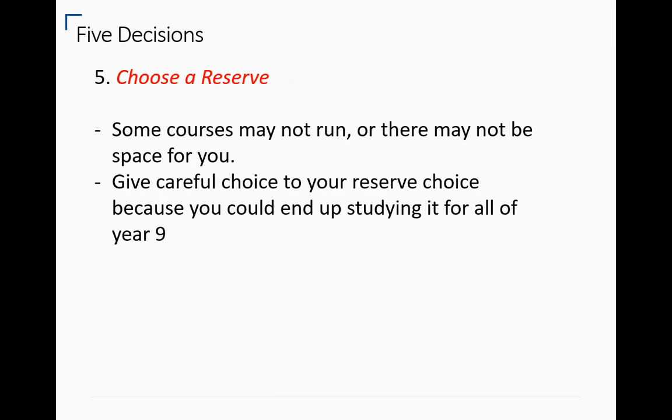Fifth decision would be to choose your reserve. Some courses may not run, or there may not be space for you. If a very small number of people select a subject, it may not run, and there might be just slightly too many for one class, for instance, in which case some people may not get that option. Classes may be full. So give careful consideration to your reserve choice, because you could end up studying it for all of year 9. Now, we will do our best to make sure everybody gets the options that they put down, their first 5 choice options, but don't just chuck anything down as reserve, because there is some chance that you may get it. Okay, so those are the 5 decisions.